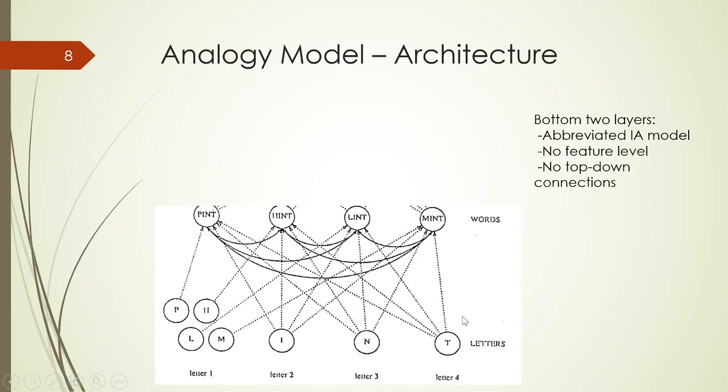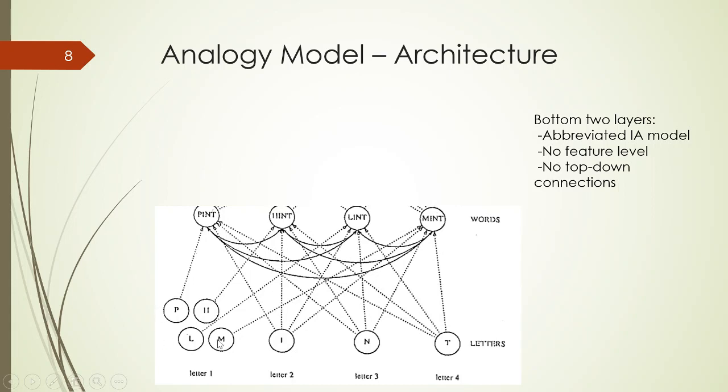So what we have here is a set of letter nodes, and as in the interactive activation model, these are positionally bound. So we're going to reduplicate 26 letter nodes at the letter 1 position, 26 letter nodes at the letter 2 position, the letter 3 position, the letter 4 position, and for simplicity's sake, we once again are assuming that this is a model for reading 4-letter words.